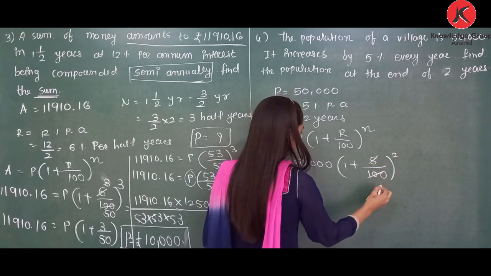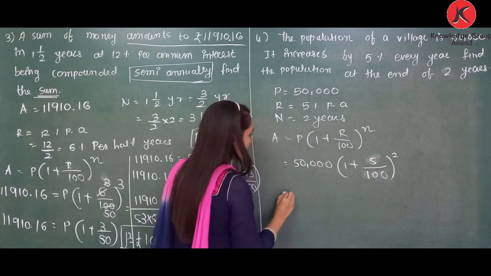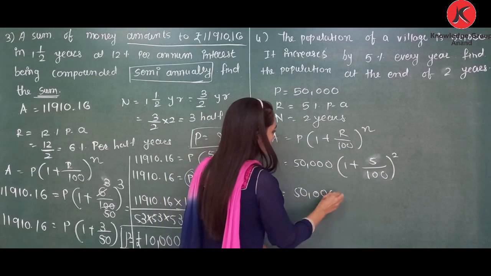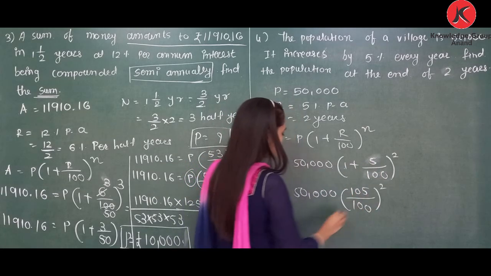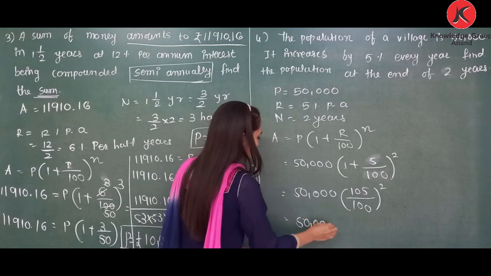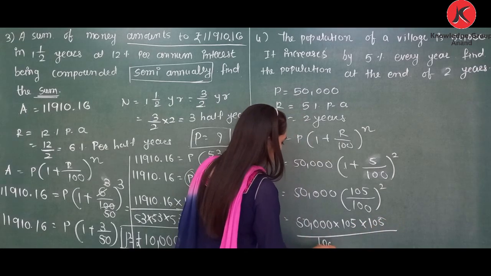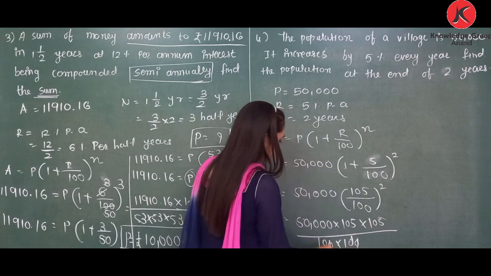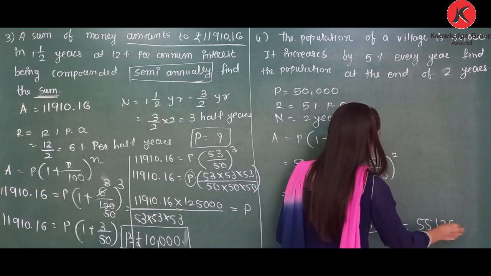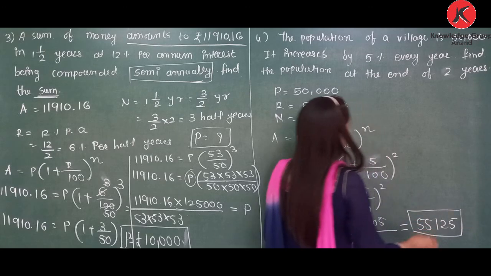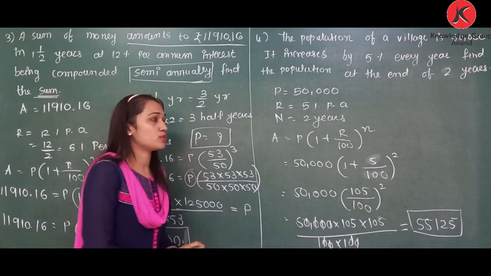So we can leave it as it is, because this 0 will be cancelled out. So 50,000, 100 ones are 100 plus 5, 105 divided by 100, raised to 2. 105 multiply 105 divided by 100 and 100. If you multiply this, you will get 55,125. So this is the population after 2 years when the rate increases 5%.